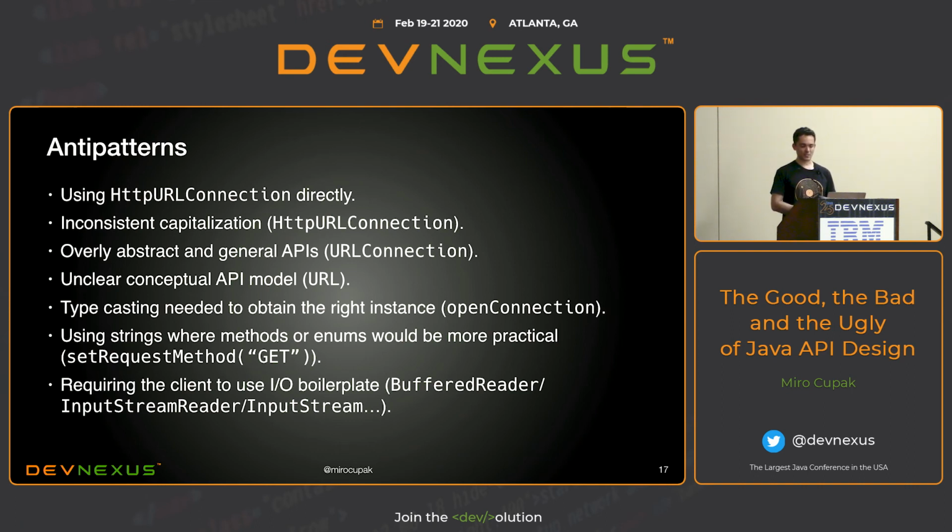Inconsistent capitalization is also a problem. I always find it very hard to remember that URL should be capitalized and HTTP should not be, right? Always be consistent when it comes to naming and capitalization, especially when you're dealing with abbreviations. A convention in Java is to use sort of strict camel case. So even with abbreviations like URL, it will be like uppercase U and lowercase RL.